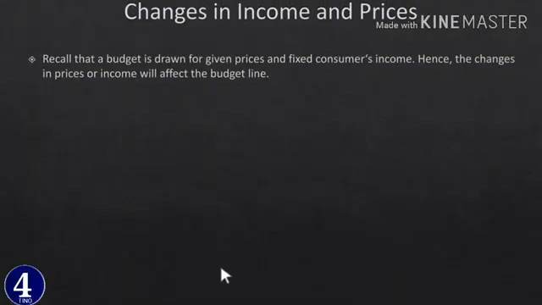Having explained what we are going to see, let us see it in detail. Recall that a budget line is drawn for given prices. We used the two given prices and the consumer's income to draw the budget line. Hence, changes in price, in px and py, or a change in m, will shift our budget line.